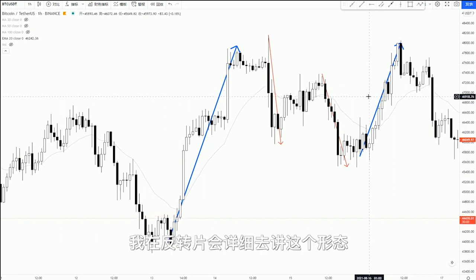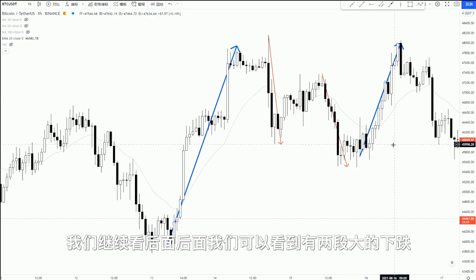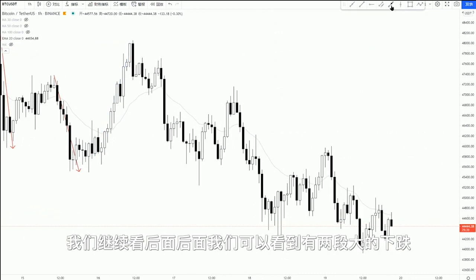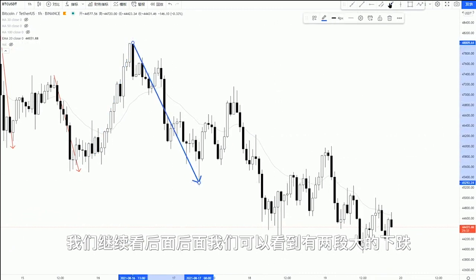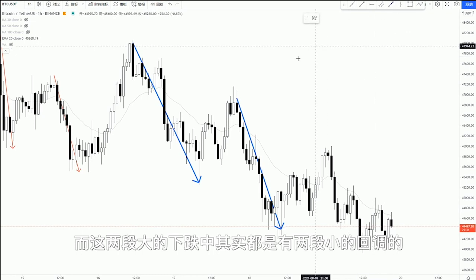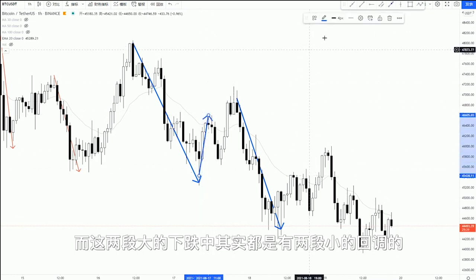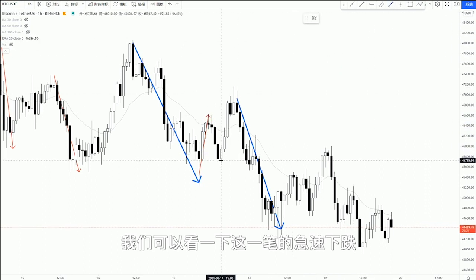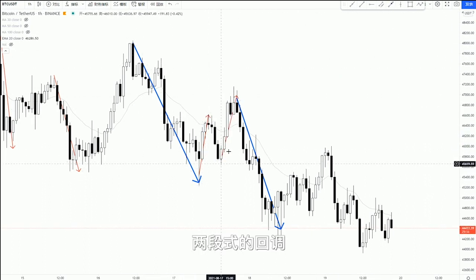So let's keep going, and then we can see that there are two big declines, and both of these big declines are actually two small pullbacks. So we can look at this one sharp decline, two sharp pullbacks, and then here it's also a two sharp pullback that continues a new decline. So the two-stage pullback is a very common form in the market. A trend, we can go to see more.